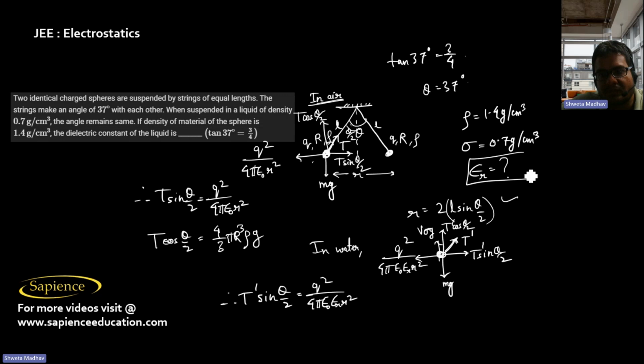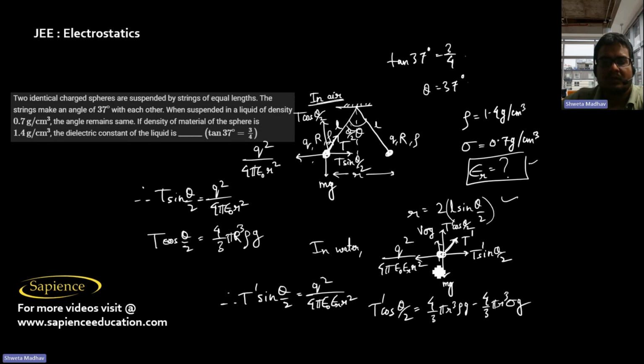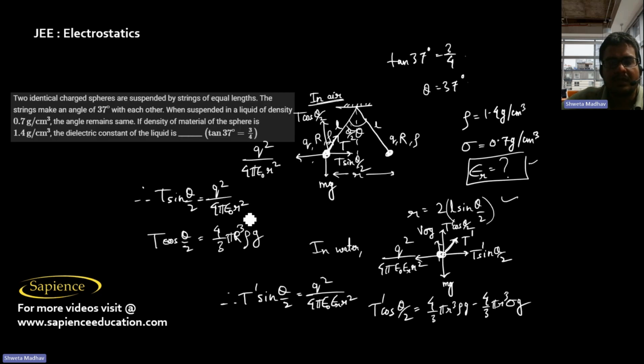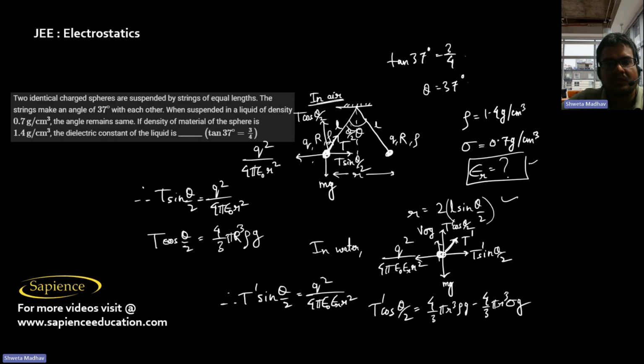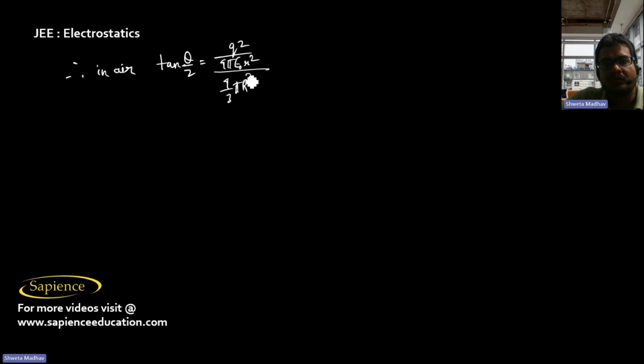Epsilon r value has been asked, we have to find that. And T dash cos theta by 2 will be equal to mg minus v rho g. So that is 4 by 3 pi r cube into rho g minus 4 by 3 pi r cube into sigma g. So therefore in air, if we divide these two equations, then we will get tan theta by 2 equal to q square by 4 pi epsilon naught into r square divided by 4 by 3 pi r cube into rho into g.